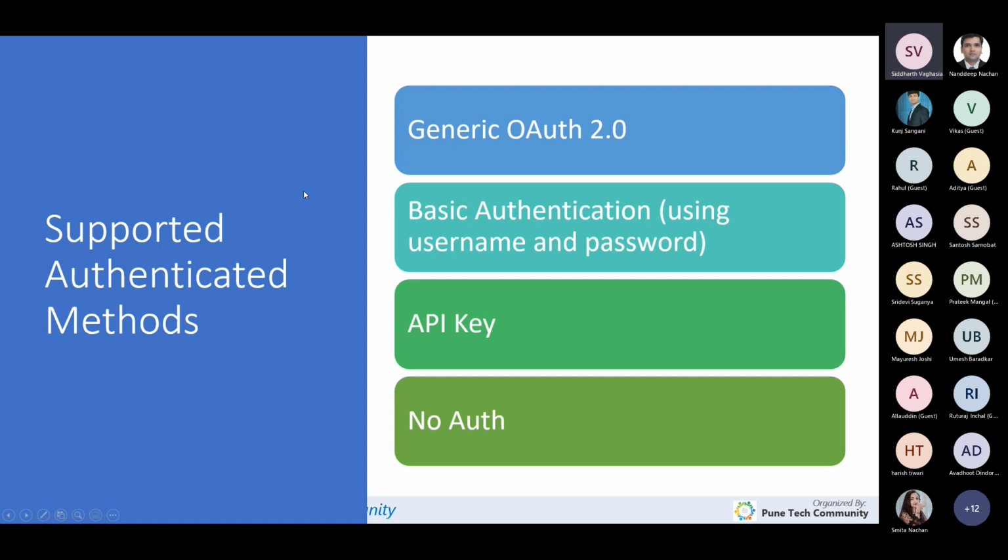Now, the supported authentication method. Any API would more or less always be protected with some authentication method. Currently, the custom connector supports generic OAuth 2.0, which is very common and a very secure way to protect your APIs. It uses the mechanism of getting a token, and then on every request we pass that token to make the actual API calls.